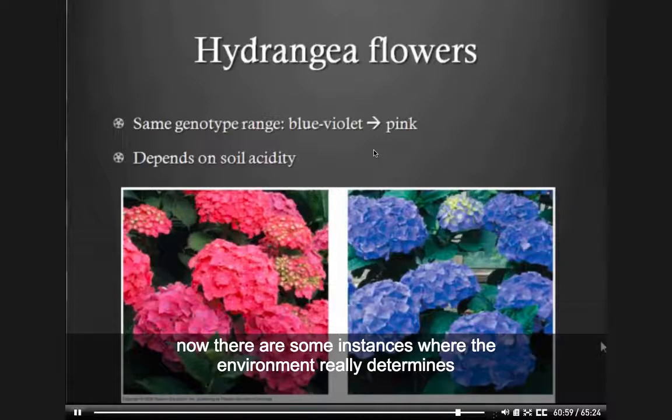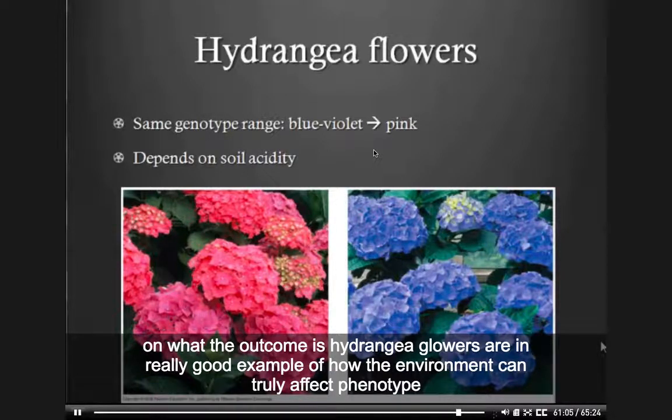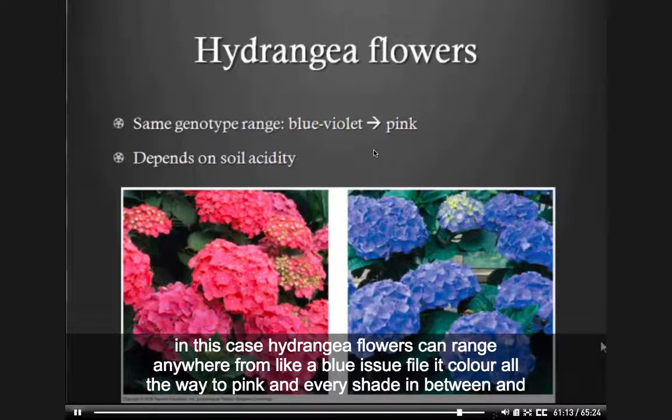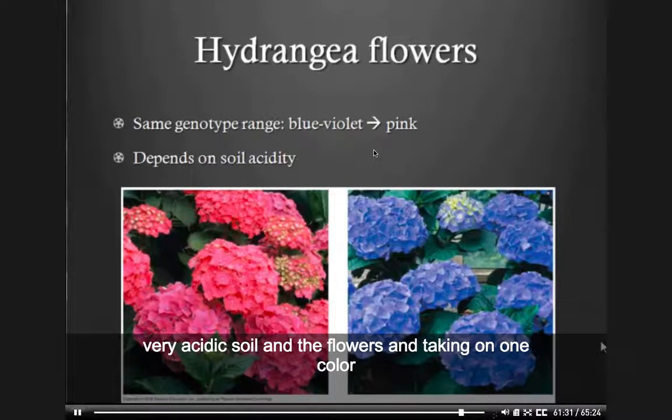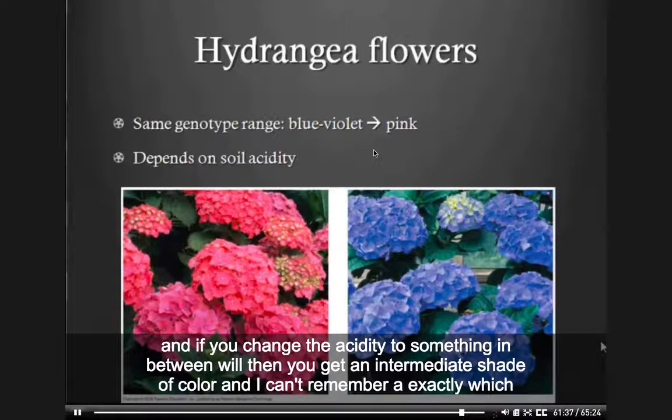Now, there are some instances where the environment really determines what the outcome is. Hydrangea flowers are a really good example of how the environment can truly affect phenotype. In this case, hydrangea flowers can range anywhere from a bluish violet color all the way to pink and every shade in between. And what color the flowers actually exhibit is determined by the acidity of the soil. So you have very acidic soil, and the flowers end up taking on one color, and if the soil is less acidic, then it takes on the other. And if you change the acidity to something in between, well, then you get an intermediate shade of color.